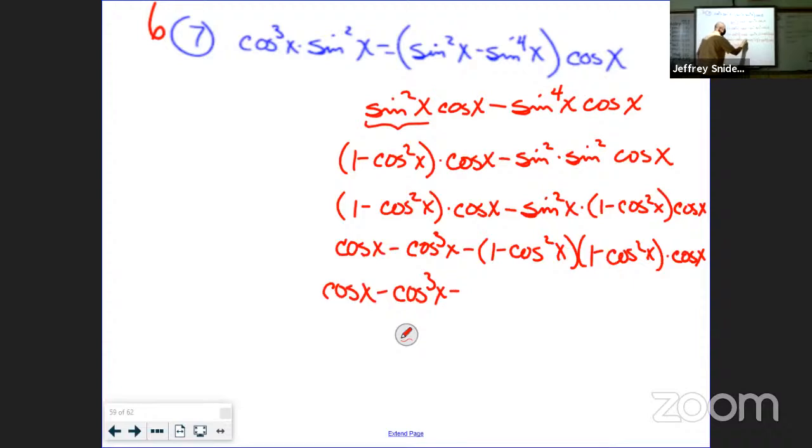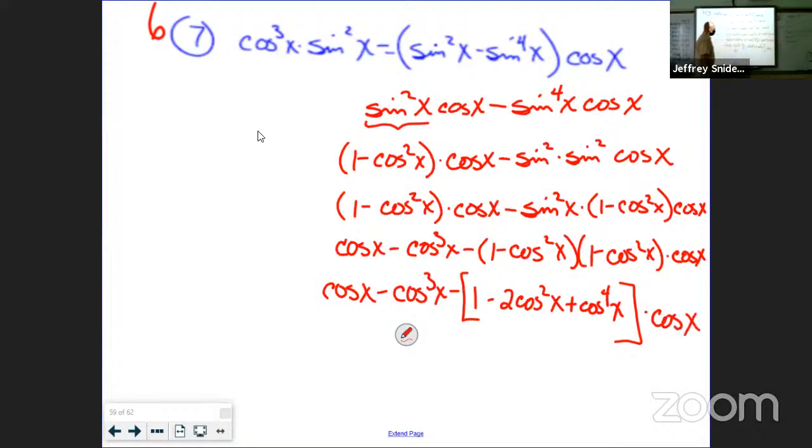Minus. Okay, what is this going to give me now? This piece. Who can do this for me? 1 times 1 is 1. Minus cosine squared x minus cosine squared x is a what? Minus 2 cosine squared x. And then at the end, it's going to be a what? Plus cosine to the 4th of x. That's this times a what? Cosine x still.